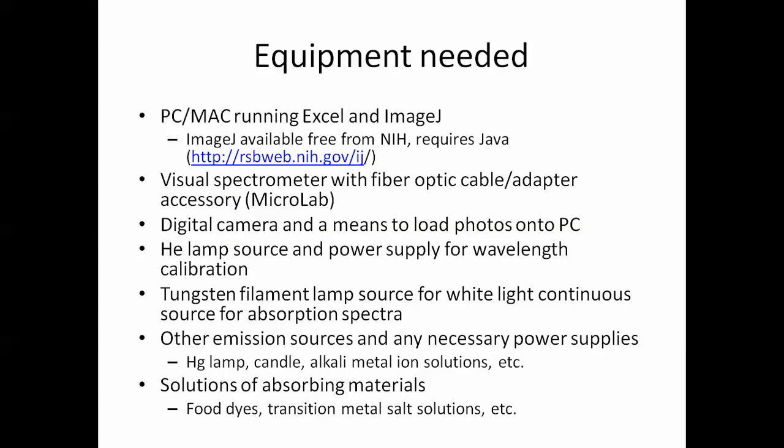The equipment that you need is fairly simple. You'll need a PC or a Mac running Excel and a software package that's free from the National Institute of Health called ImageJ, originally developed for scanning gels from electrophoresis. We're using it to scan photographs of spectral output. You have a visual spectrometer, obviously. You can get the fiber optic cable and the adapter from Microlab. You need a digital camera and a means to load the photos onto the PC, a USB connector or some kind of SD card.